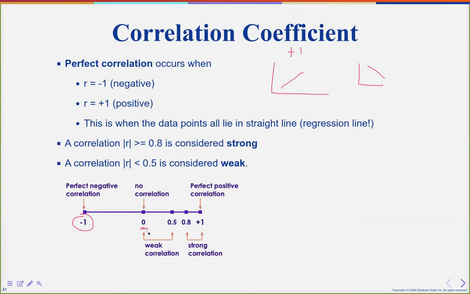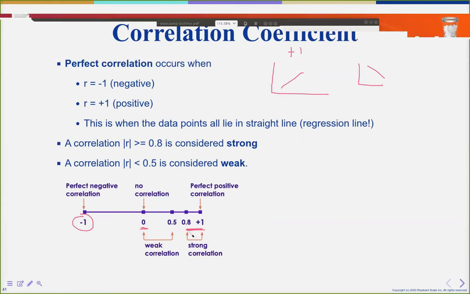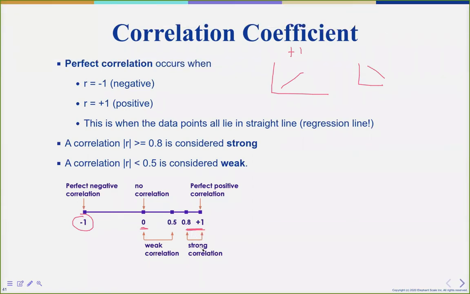Zero basically means no correlation. So when you calculate a correlation between two variables, you're not always going to get minus one or plus one; you're going to get a value in between. Typically, if you get something between 0.8 and one, we say it's strongly correlated, meaning they go up together. If it's between 0.5 and zero, we say it's a weak correlation, meaning there doesn't seem to be much of a relationship.